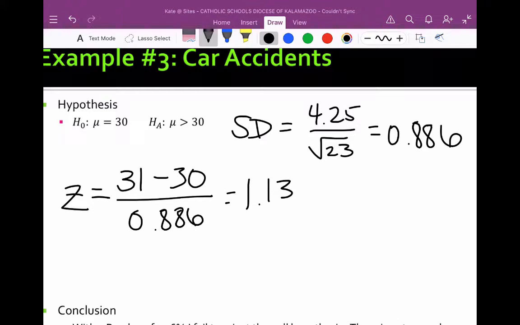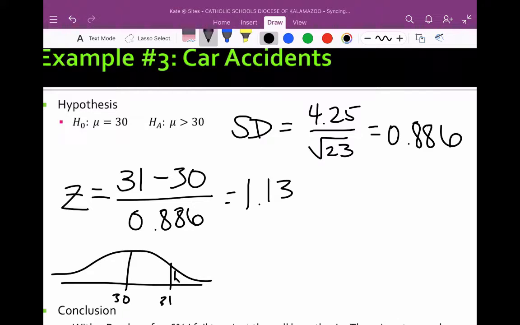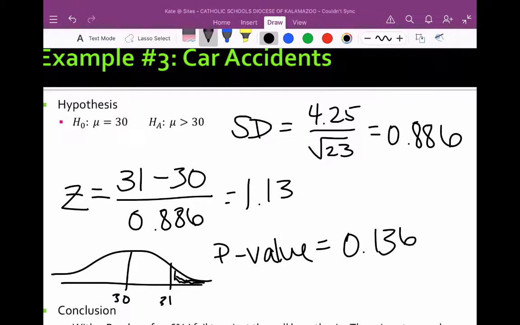Then I have to calculate my p-value. When I'm calculating my p-value, I want to sketch the normal model to show what area I'm actually checking. So here's 30, here's 31, and I'm looking for this shaded area right here. So that gives me a p-value of 0.136, or 13.6%. In this case, that's a pretty high p-value.